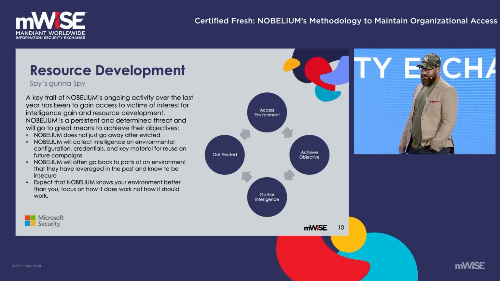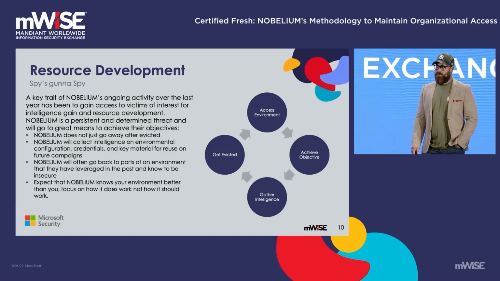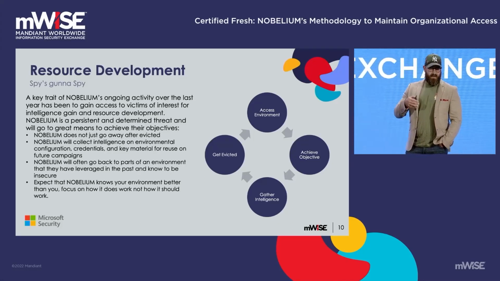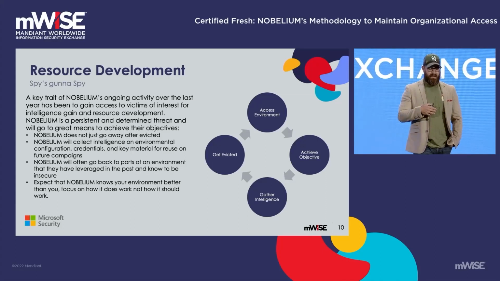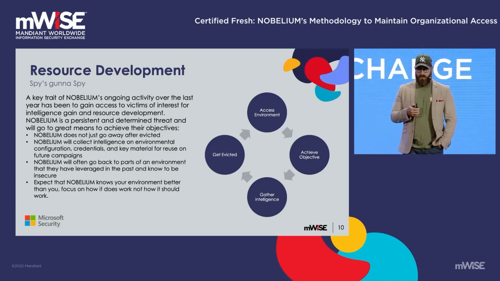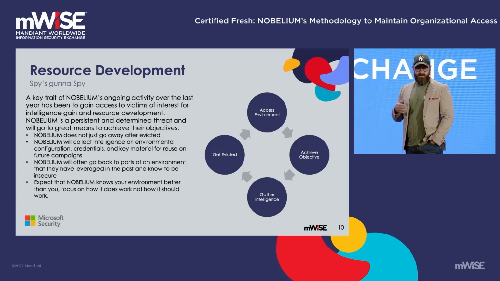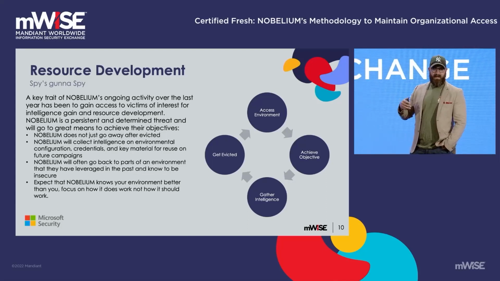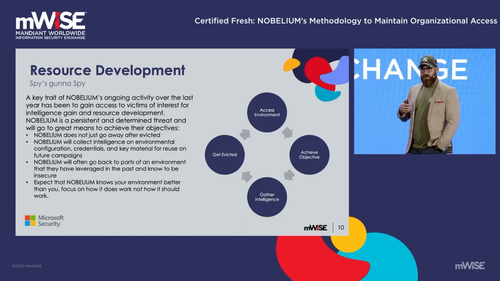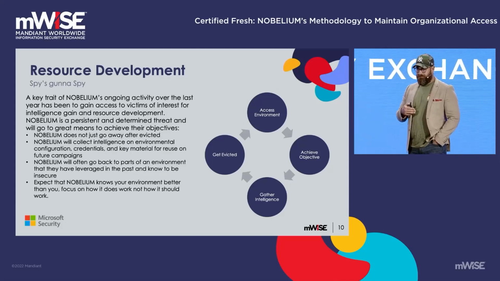The first bullet point here is NOBELIUM doesn't just go away after being evicted. And we see this continuously when we evict the actor through their known entry vectors and immediately see them come back and attempt to come in over the next day or two. We've also seen them get on pretty decent schedules where they authenticate on Tuesdays and Thursdays through an access vector just to ensure that it's still working. If it doesn't work, we see them go back and use that data collection, the resources they've developed, to attack the environment again.